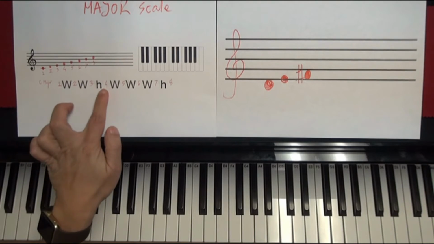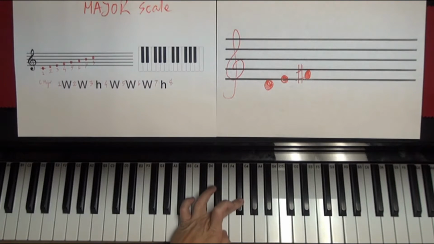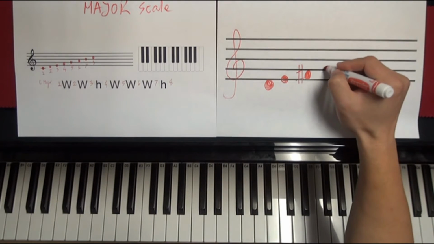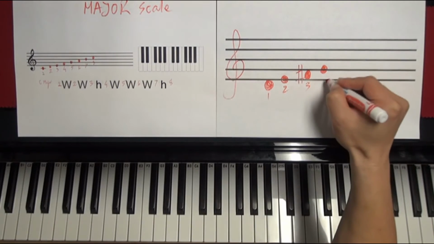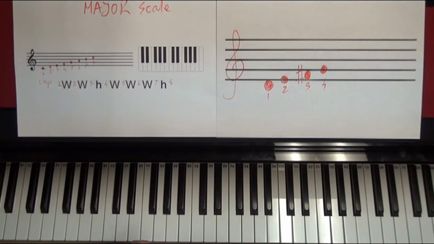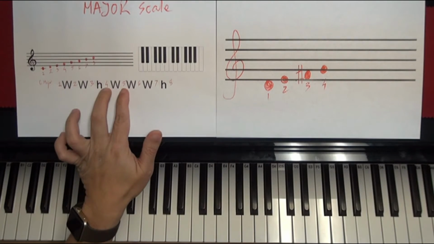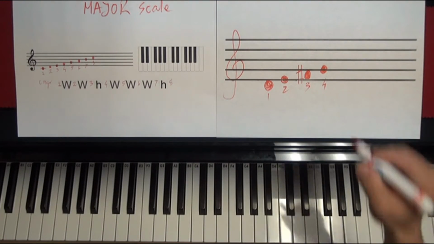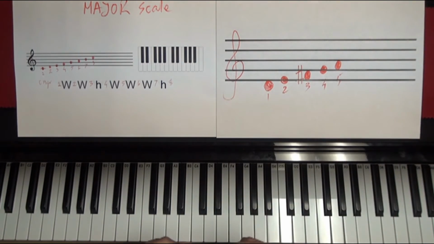Now from note number 3 to 4, it has to be a half step. So from F sharp to G, that's a half step. So G is perfect. Okay? So 1, 2, 3, 4. Okay? Now let's pick number 5, the fifth. So from the fourth note to the fifth note has to be a whole step. Okay? So from G to A, that's a whole step. That's perfect. Okay? And that's note number 5.